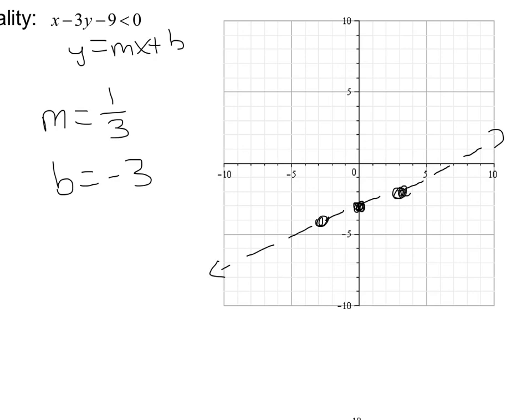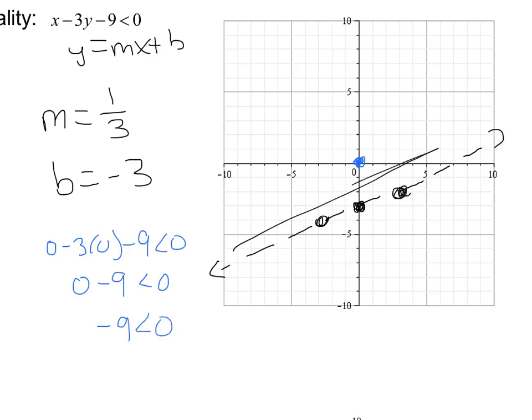Now we have to pick a point. I pick the easiest point to pick when it doesn't go through it, which is 0, 0. See, I couldn't pick 0, 0 last time because our line went through 0, 0. So if I pick 0, 0 and plug it in, I go back to the original, just in case I made a mistake somewhere. You get 0 minus 9. Is negative 9 less than 0? Yes. So that means that point is true, so you shade above.